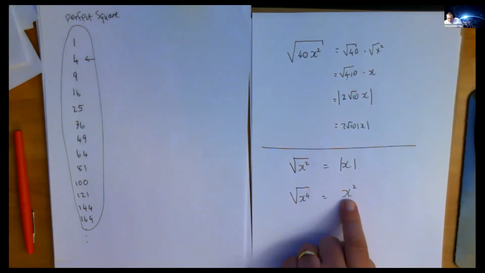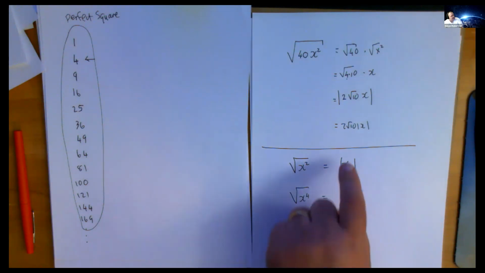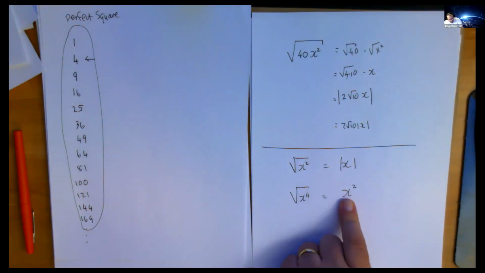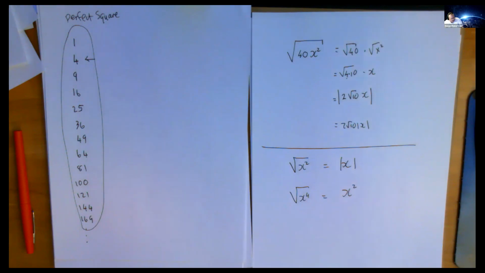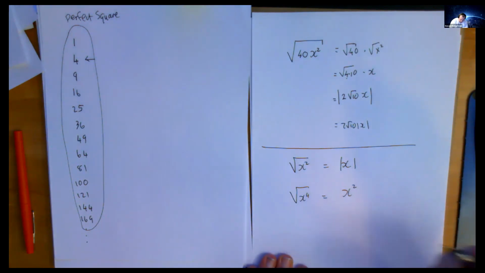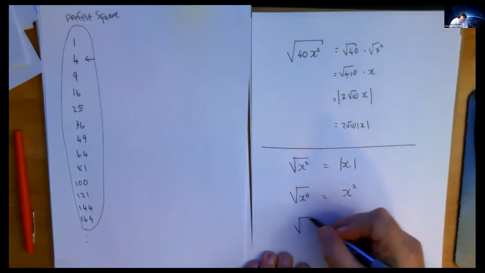This guy does not need absolute value, this guy does. Why is this one not needed, but that one did? Well, isn't x squared always going to be positive? That's why. Well, you might think, what's the big deal? We've done that. This is the big deal.